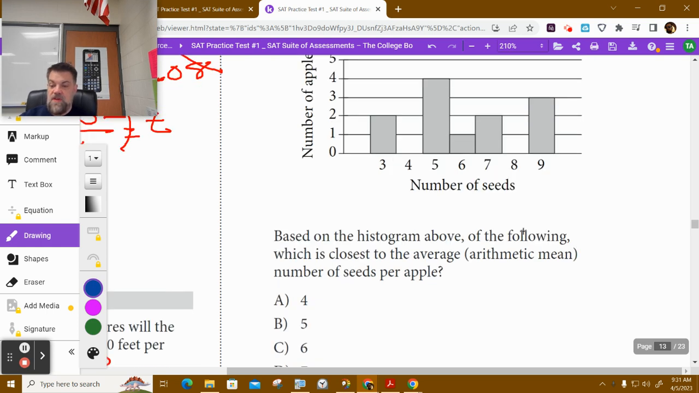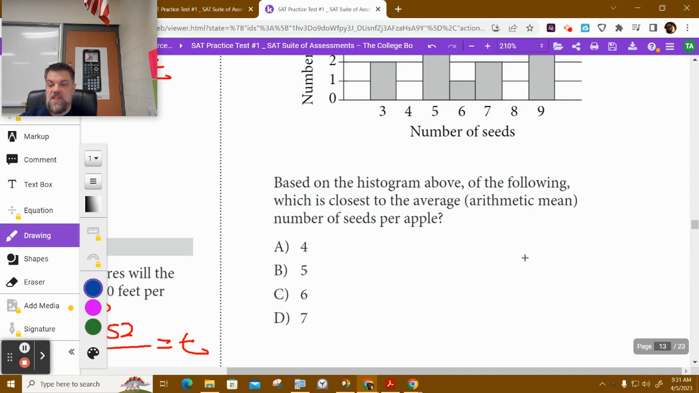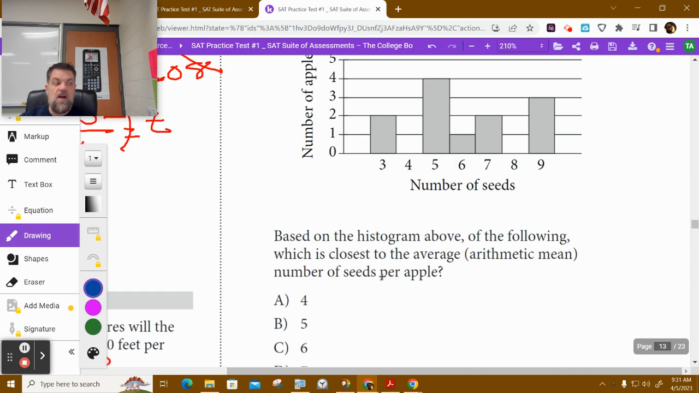So based on the histogram here, which is the closest to the average arithmetic number of seeds per apple? And so what you need to do, it's the seeds in the apple. I think if I have, this is how many seeds I have, but I have 2 apples that have 3 seeds. They want to know the arithmetic mean of the number of seeds per apple. So I got to figure out the total number of seeds divided by the total number of apples.